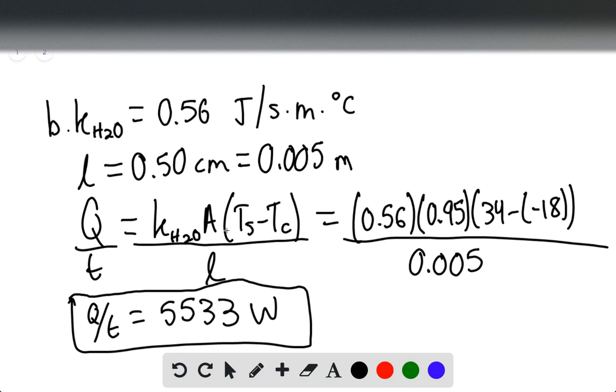So that's why when you're wet in very cold weather, no matter what you have on, you're going to feel very cold. And that's the end of the solution.